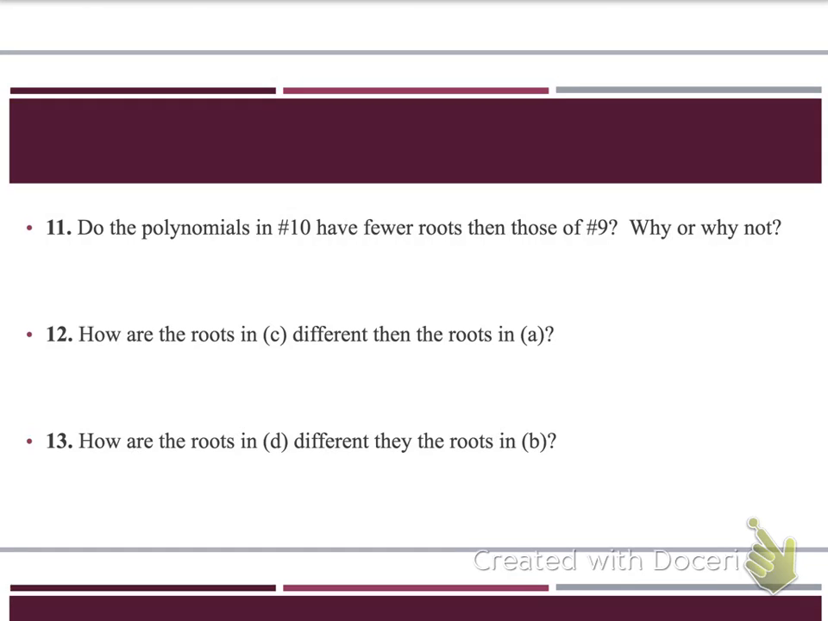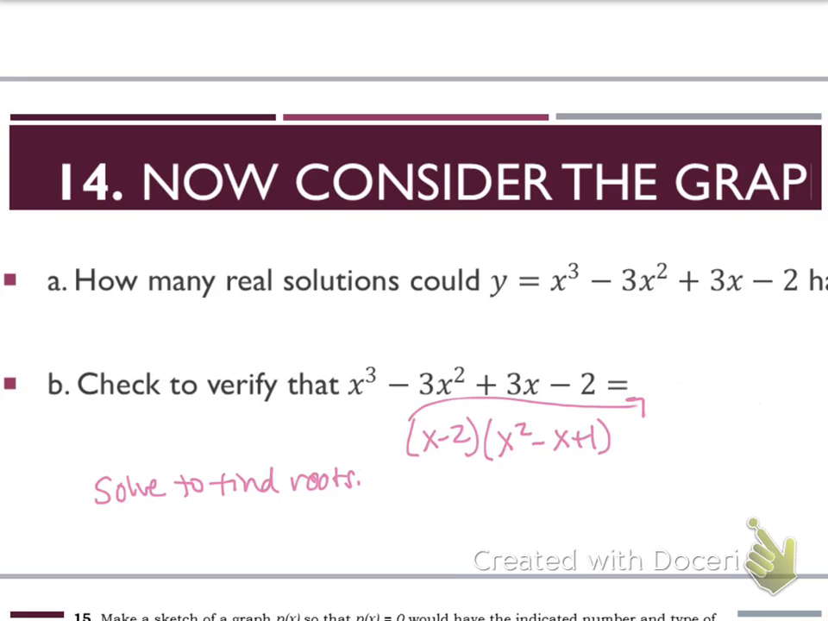So do the polynomials in 10 have fewer roots than 9? No, they don't have fewer roots, but some are complex and some are real. So we have the difference of complex and real. How are the roots in C different from the roots in A? Again, complex and real. We have real ones in A, and then we have complex ones in C, and it's the same thing for D and B. So B has real ones and D does not. They're going to be complex.